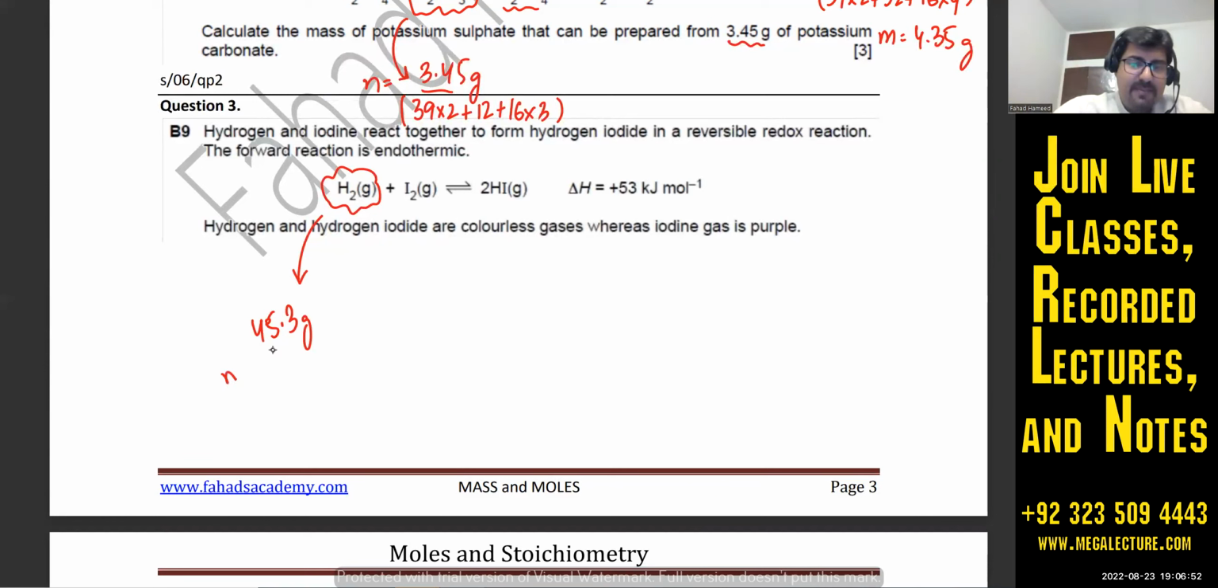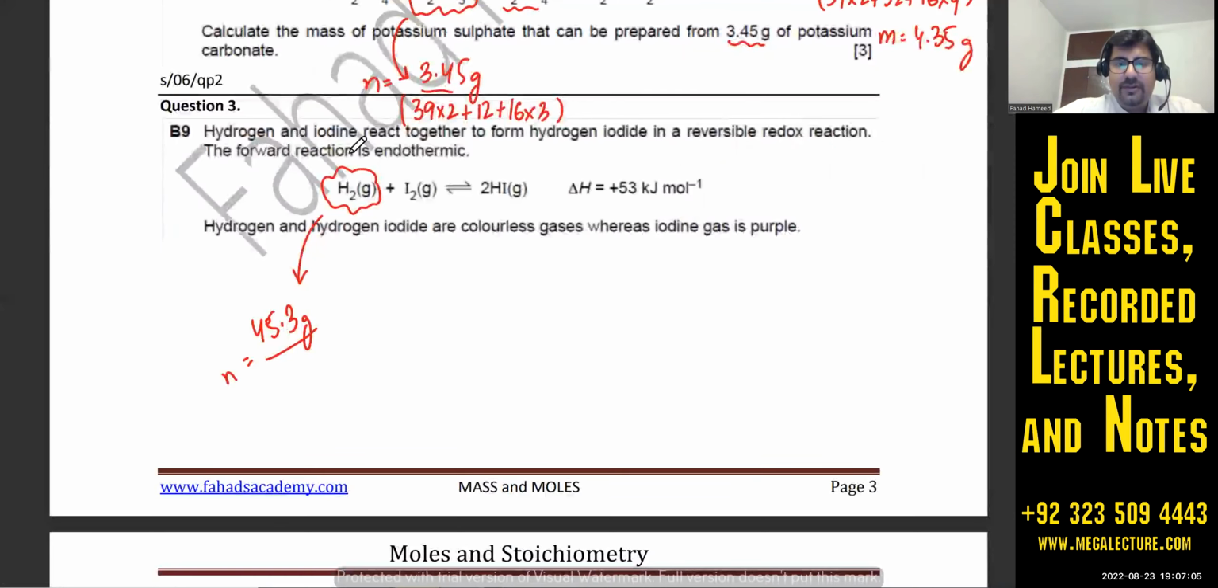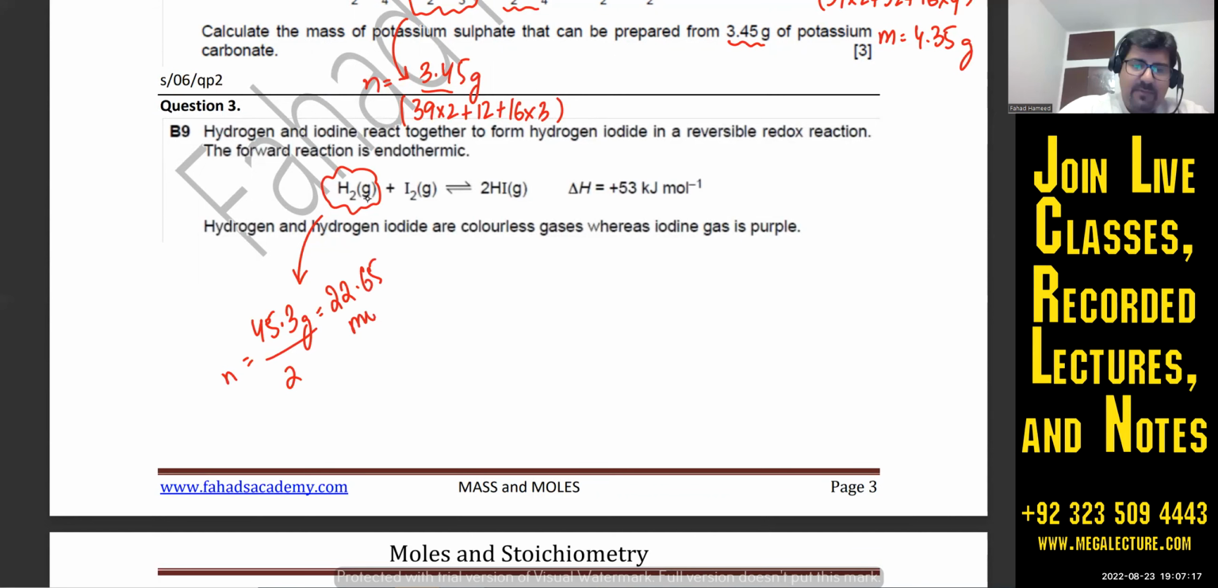Moles will be mass divided by the molar mass. What is the molar mass of a hydrogen molecule? Hydrogen is 1, so the H2 molecule is going to be 2. So how many moles do we get? That's 22.65. So you're getting 22.65 moles, right?